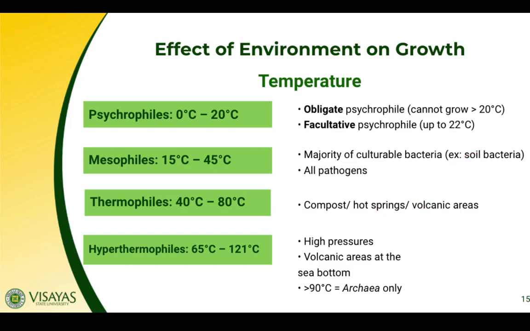Hyperthermophiles now are those microorganisms that thrive well in environments with temperatures of 65 degrees Celsius up to 121 degrees Celsius. So these are usually also environments with high pressure. Examples of these are the volcanic areas, the sea bottom, or the hydrothermal vents.